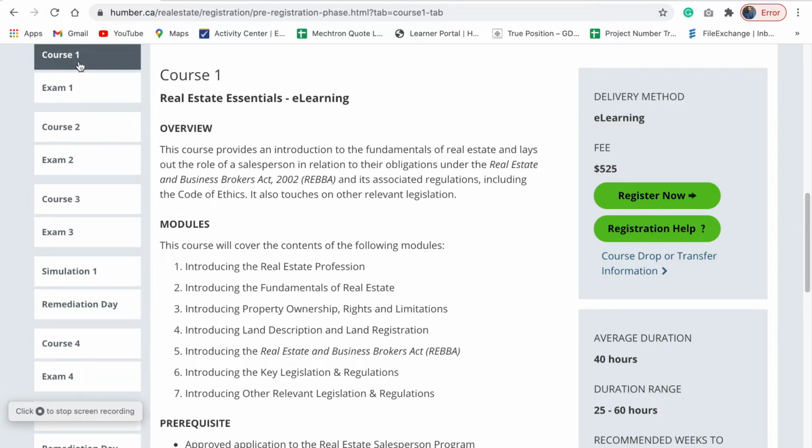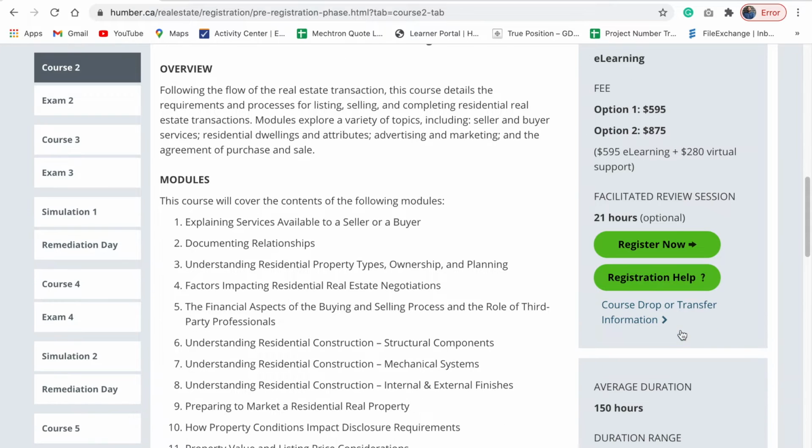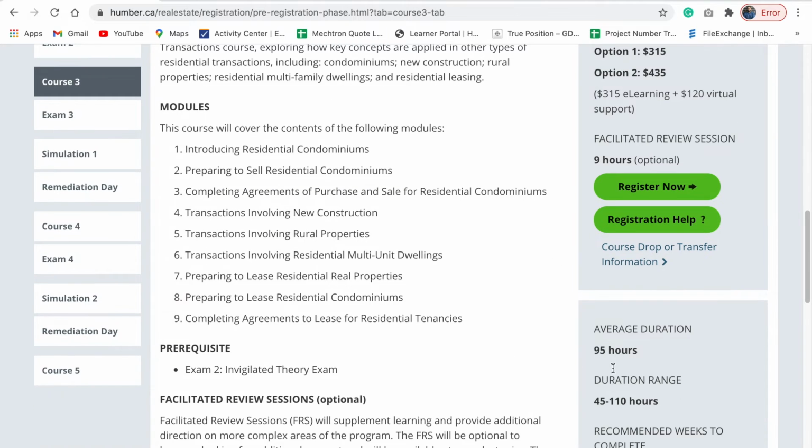So let's say course 1, it will take about 40 hours, course 2, 150 hours, course 3, 95 hours, and so on. So if you calculate the total, it is about 480 hours, including the exams. Now remember, some students might need less time and some might need more time. It depends totally on what your timetable is, how you took all the courses, and what your time frame would be.